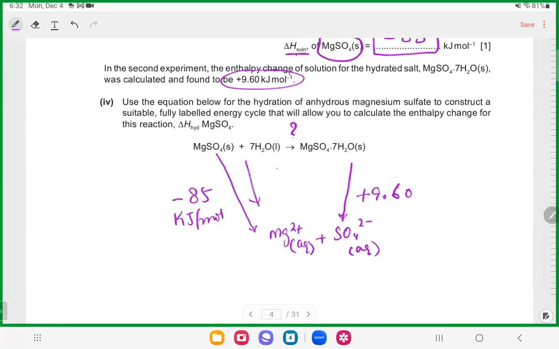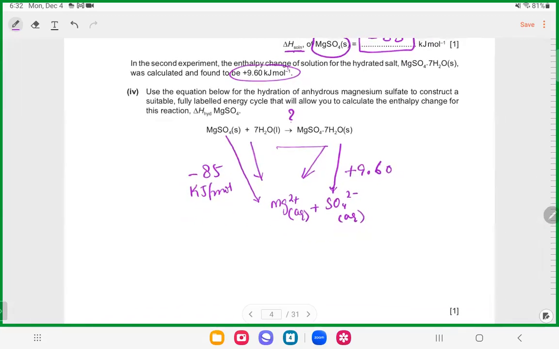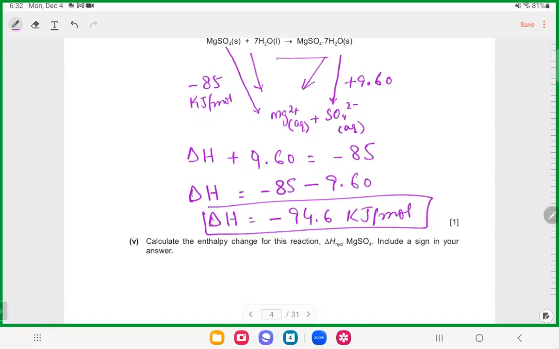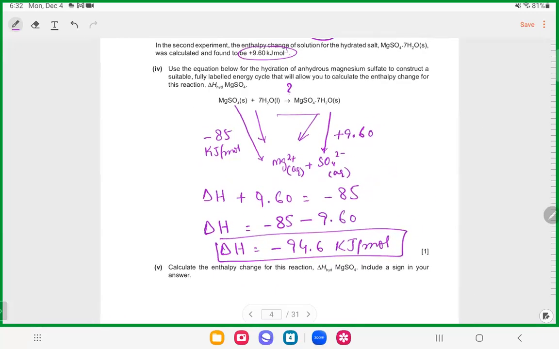Can you identify which one is the direct route? This one is a direct route and this one is an indirect route. And according to the Hess law, delta H जो आपको calculate करनी है plus 9.60, which is equals to minus 85. Indirect is equals to direct. So delta H, which you have to calculate, is minus 85 माइनस 9.60। अब क्या आएगा आंसर? माइनस 94.6 किलो जूल्स पर मोल। ठीक है.